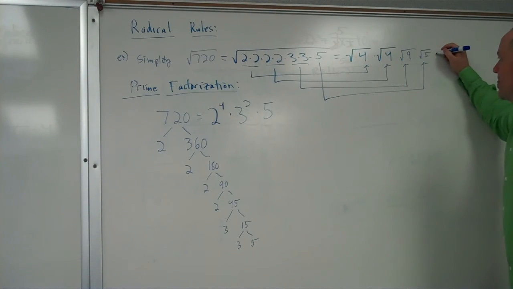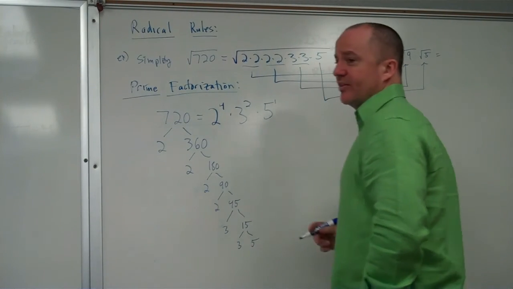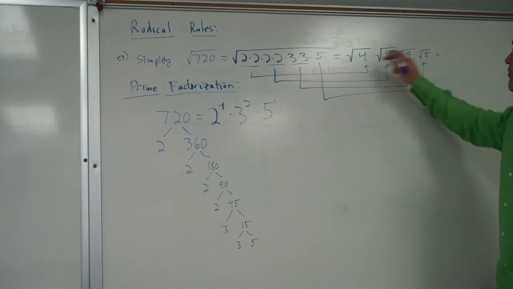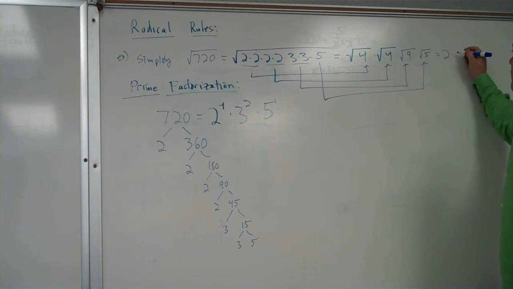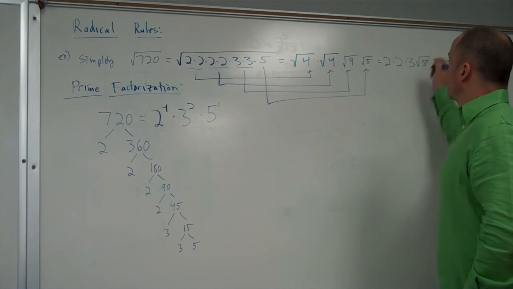Wait, why is it not 5 to the first? It is 5 to the first. You don't always have to write the 5 to the first, but it is. Now, square root of 4 is 2. Square root of 4 is 2. Square root of 9 is 3. Square root of 5 is just the square root of 5.